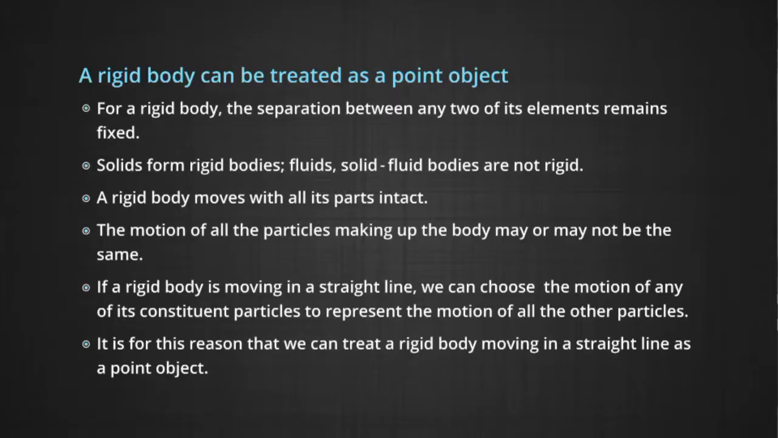So, it is okay to say that a rigid body can be treated as a point object. So, it is in this context that we talk about point objects in kinematics. Let us now go ahead with our study and say, how do we know that a body is moving? How do we know that the body is at rest?